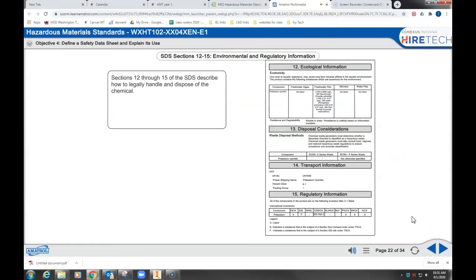Sections 12 through 15 of the SDS describe how to legally handle and dispose of the chemical. Section 12, Ecological information. Section 13, Disposal considerations. Section 14, Transport information. And Section 15, Regulatory information.